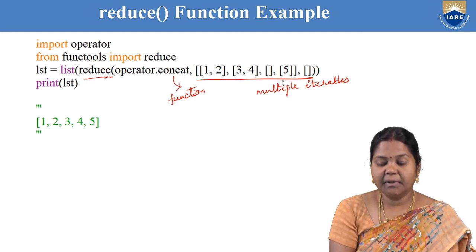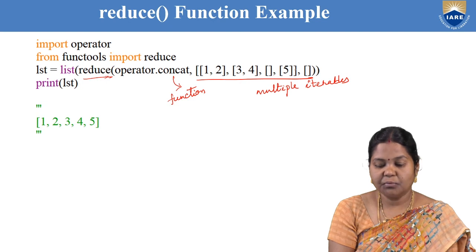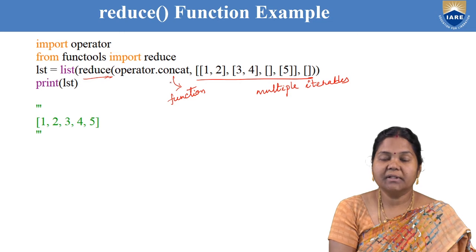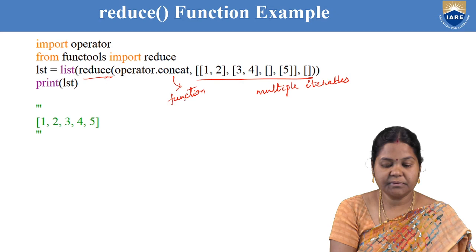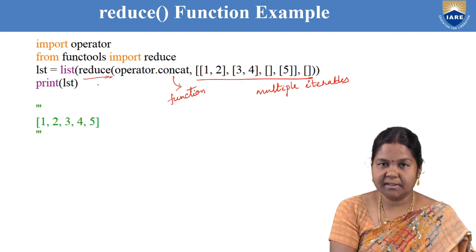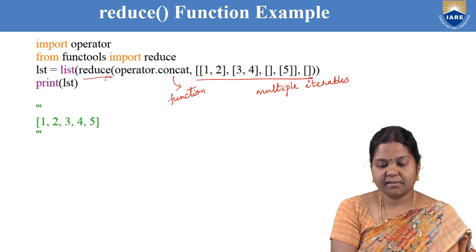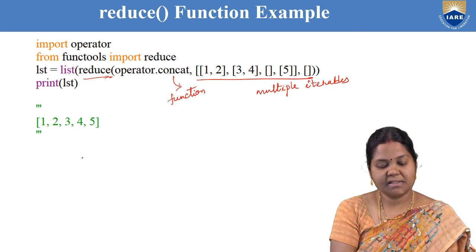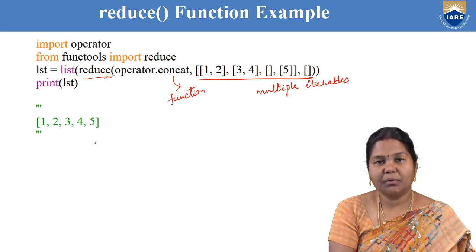So you can see here we are providing multiple iterables, or multiple lists. The first list contains 2 elements, the second list contains 2 elements, the third list is an empty list, the fourth one contains a single element, and so on. Now the concat function will do the concatenation of all the elements present in the lists, and then it will reduce to a single list. So it will reduce and store it into a list finally. You can see the output is 1, 2, 3, 4, 5.